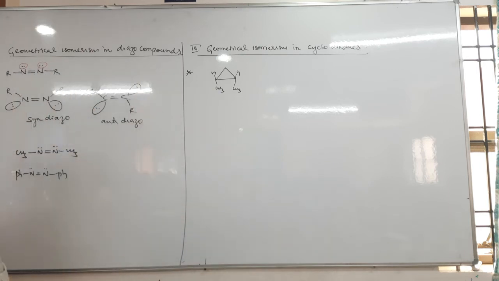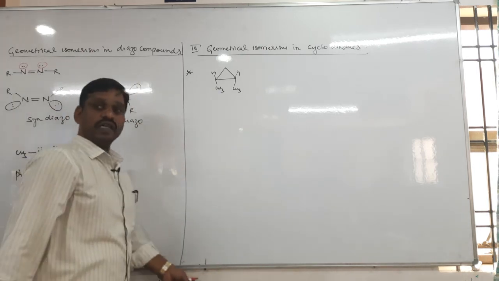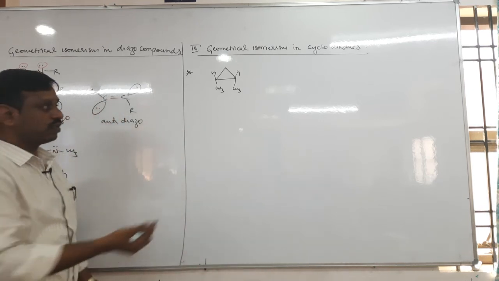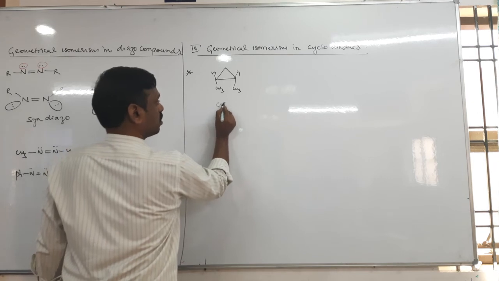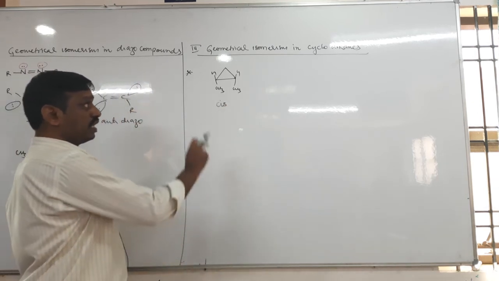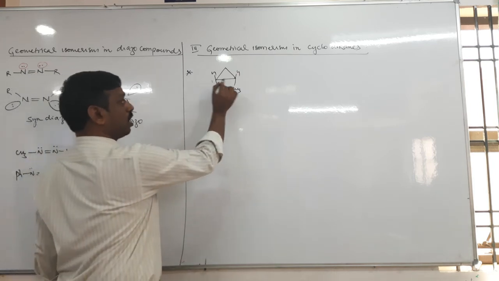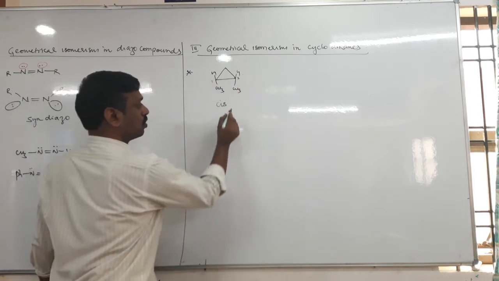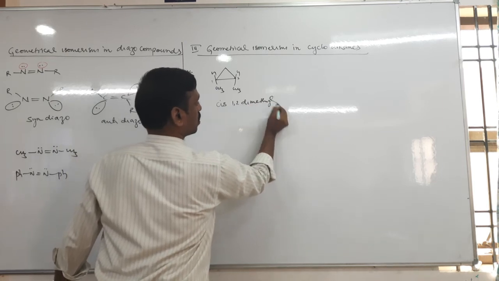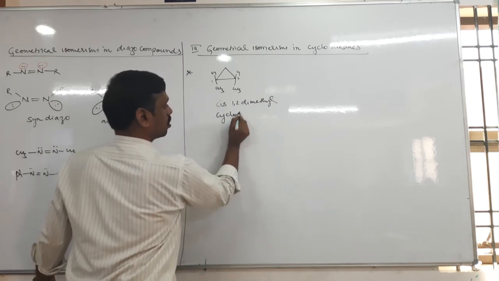Let us take an example. Tell me now, is it cis or trans? Cis. It is cis. Then what is the IUPAC name? cis-1,2-dimethylcyclopropane.